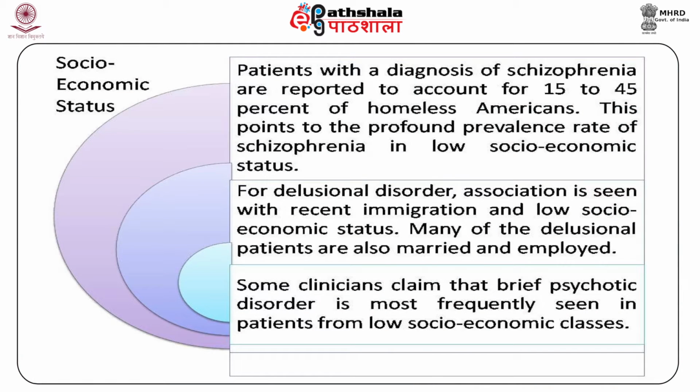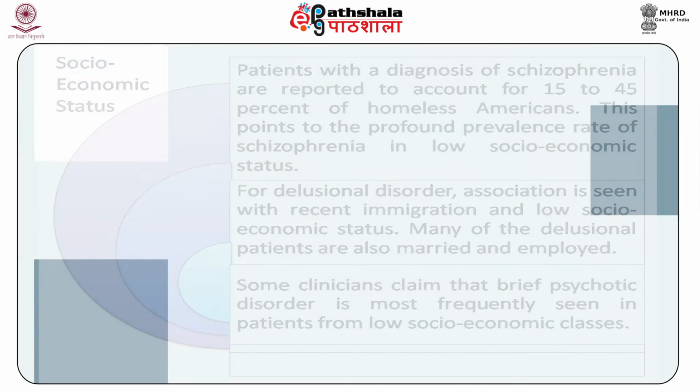Socio-economic status. Patients with a diagnosis of schizophrenia are reported to account for 15 to 45% of homeless Americans. This points to the profound relationship between the prevalence rate of schizophrenia and low socioeconomic status. For delusional disorder, the association is seen with recent immigration and low socioeconomic status. Many of the delusional patients are also married and employed. Some clinicians claim that the brief psychotic disorder is most frequently seen in patients from low socioeconomic classes.